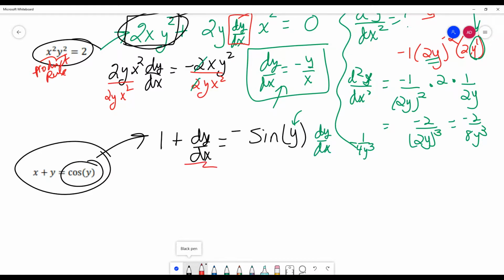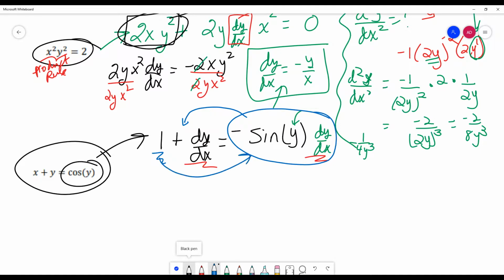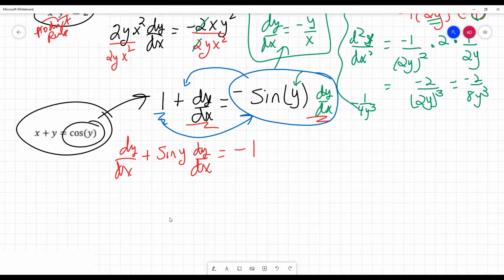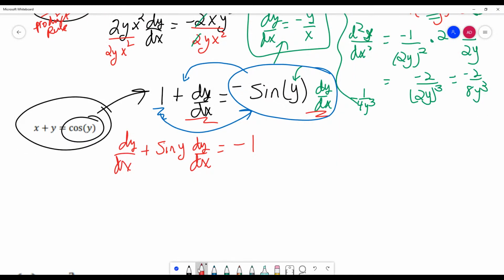Now, I have dy dx on both sides of this equation. So let's group them together, all right? Which means I'm going to take this entire term that has dy dx in it and slide it over. Then at the same time, I'm going to take the 1 and move it to the other side. So that's going to leave me with dy dx plus sine y dy dx equals -1. Now pause the video. Make sure you know where I just got all this expression from, right?